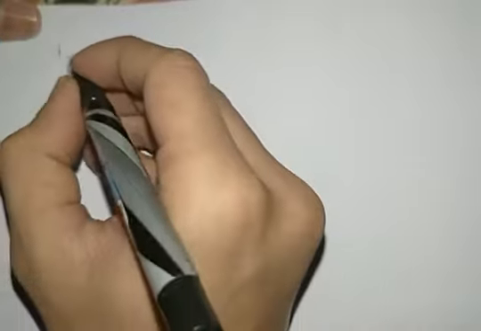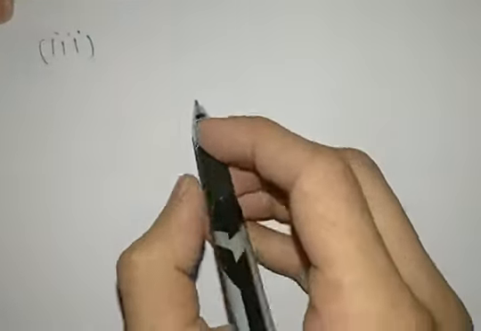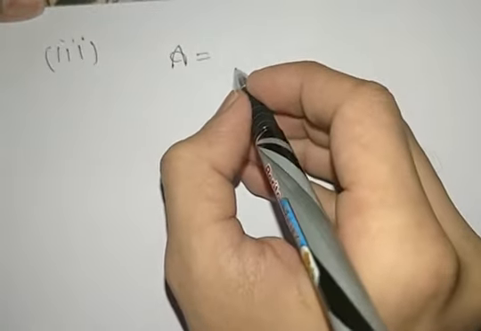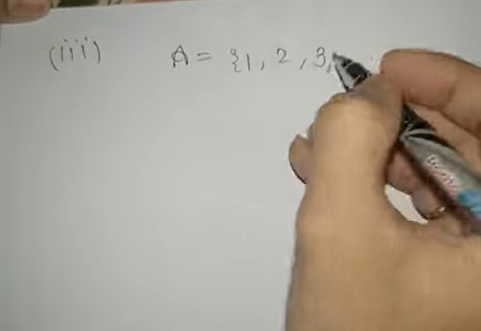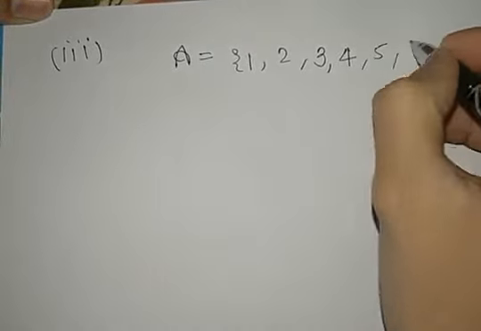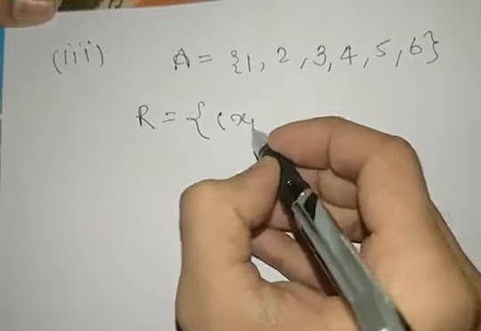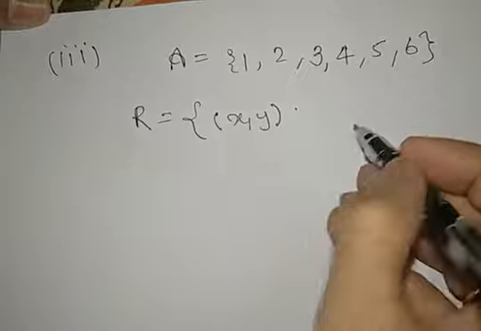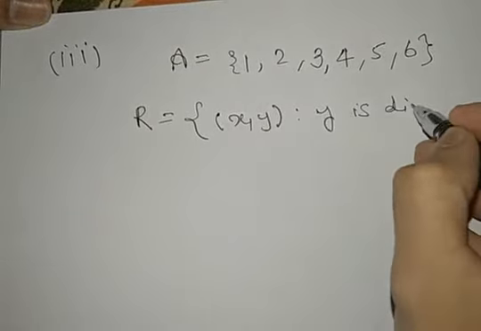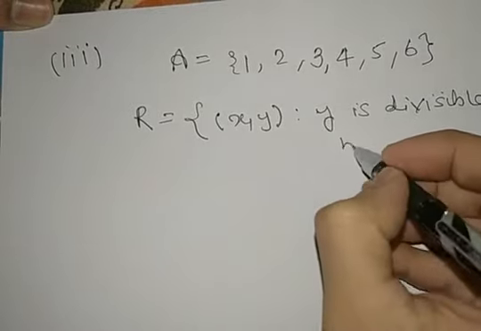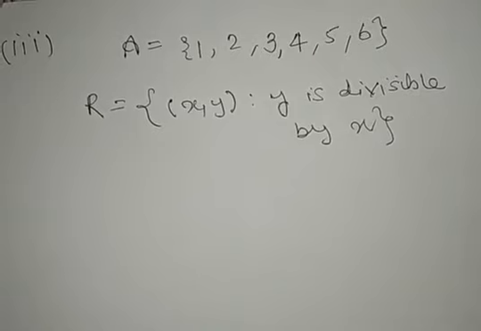So that was problem number 2. Now let us go to problem number 3. In problem number 3 you have a set A which is equal to the set {1, 2, 3, 4, 5, 6}, and you have a set R which is equal to the set of all (x, y) such that y is divisible by x. This is the problem you have.